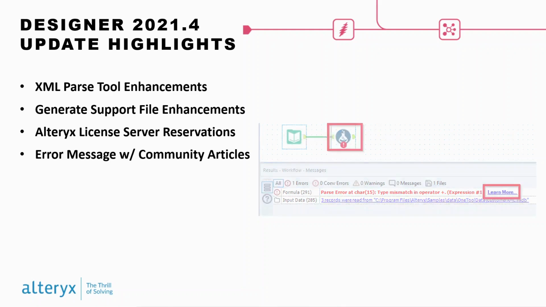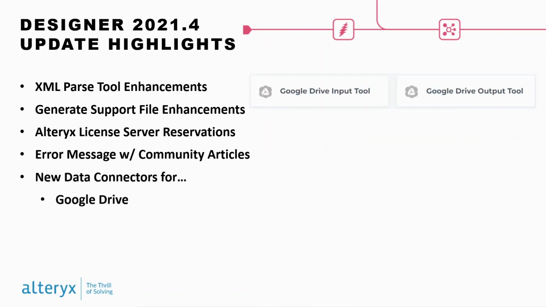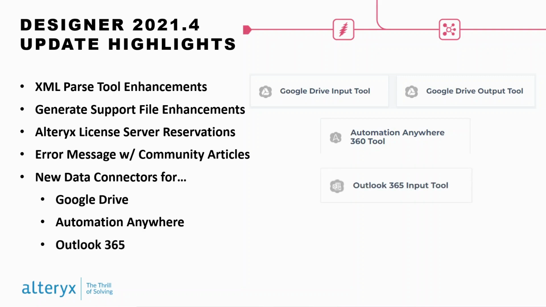There's new data connectors now available in Designer for Google Drive. We can input and output to Google Drive if that's what you're interested in. We can connect up to Automation Anywhere 360 if you happen to utilize that technology. And you can also read in from Outlook 365. So reading in messages from inboxes, saving down attachments from messages in certain inboxes and then reading them into your flow, or even perhaps reading in some calendar or diary information as well into your workflow. Can be rather interesting if that's what you're after.